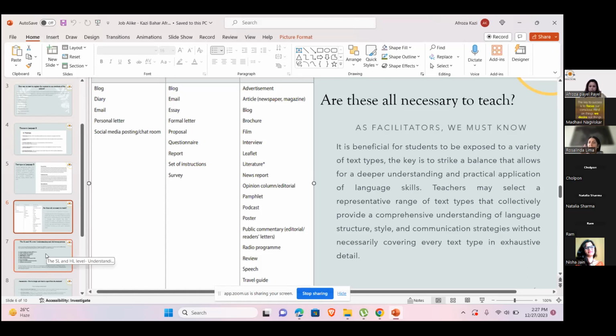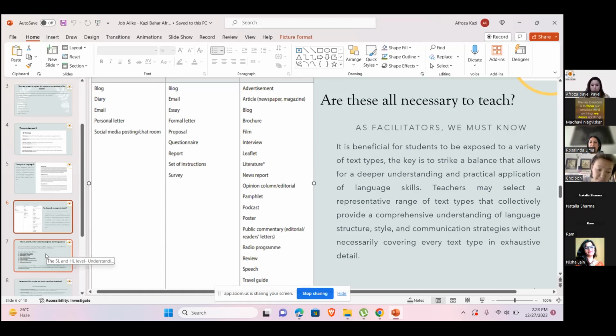Can I ask a question? Yes, sure, go ahead. I just wanted to ask, for example, if we choose to teach certain types of texts and do not cover the rest, what if during the final summative assessment, the IB one, they give a text type which we have not covered? What are students supposed to do?